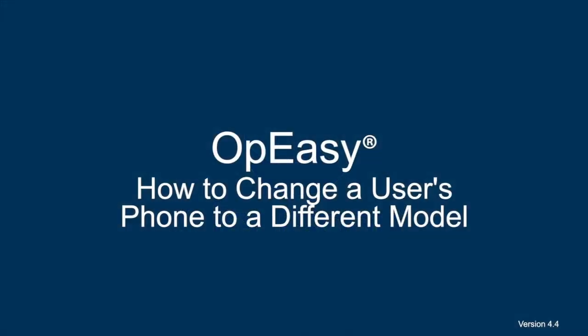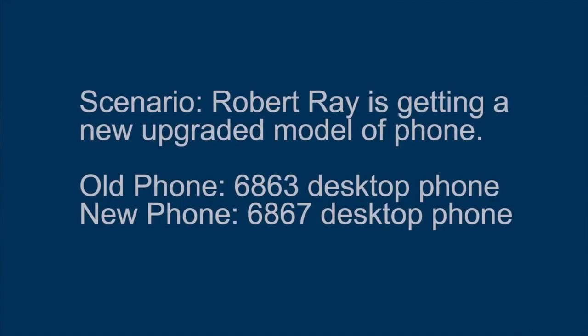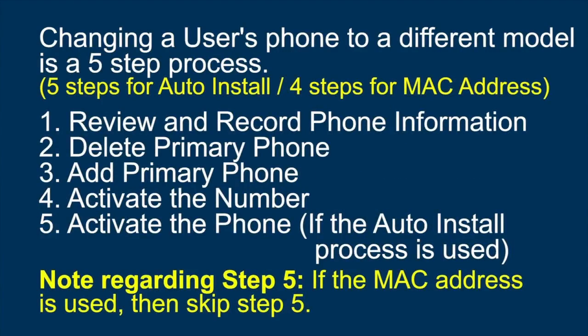In this tutorial, I'm going to show you how to change a user's phone to a different model. For my scenario, my end user is Robert Ray, and he's getting a new model phone. He currently has a 6863 desktop phone, and I'm going to replace that phone with the 6867 desktop phone. This is a 5-step process.